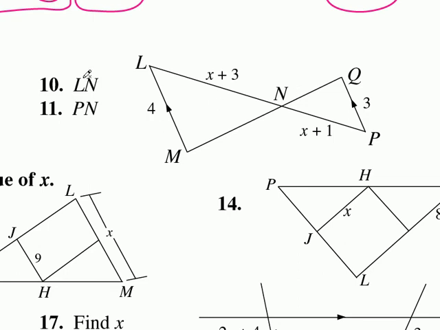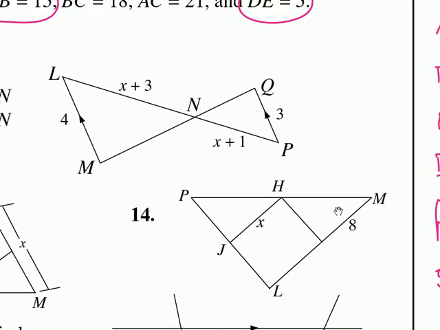All right, so here we go. We want to find LN, which is this X plus 3, and PN, which is this X plus 1. So basically, we want to solve for X, don't we? So let's scooch this over a little bit. We got similar triangles here. These are parallel lines, so this angle and this angle are equal to each other. So they're similar triangles, okay?